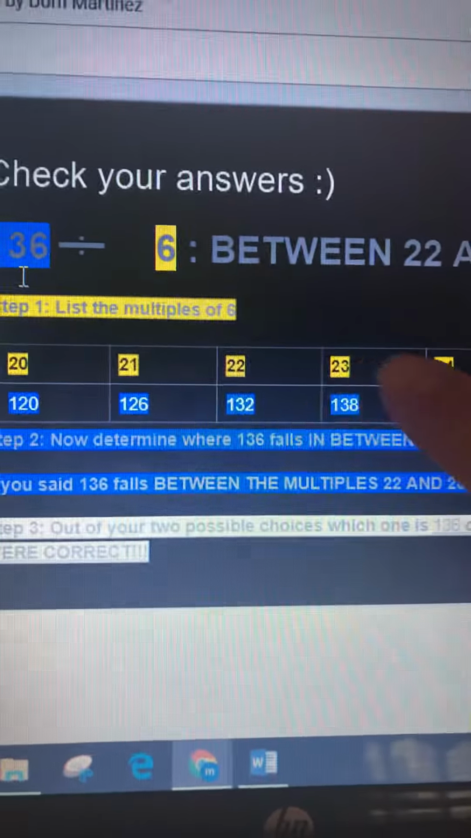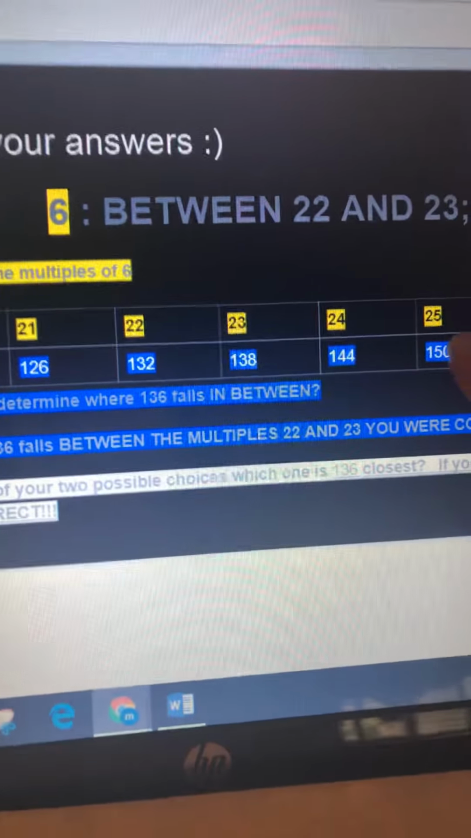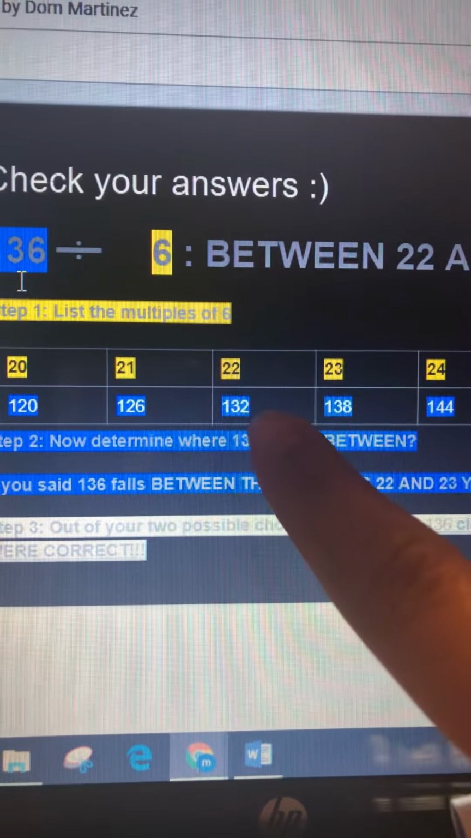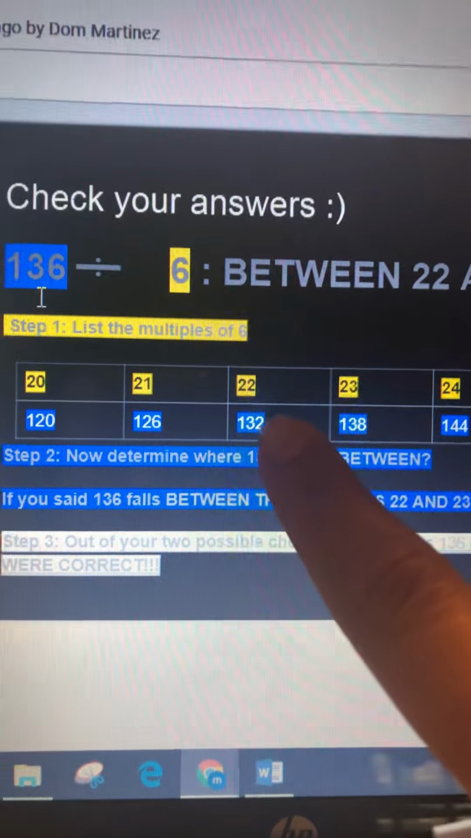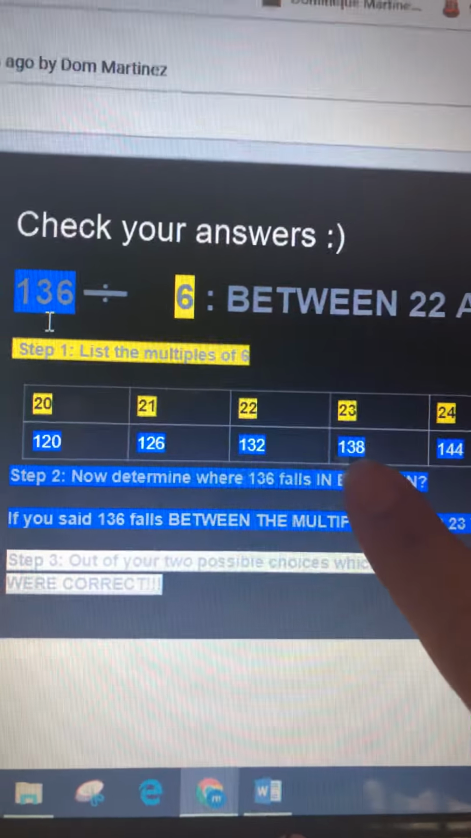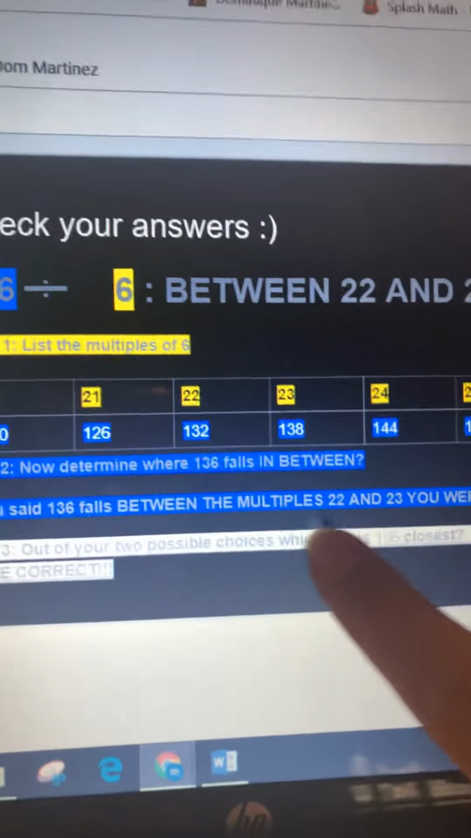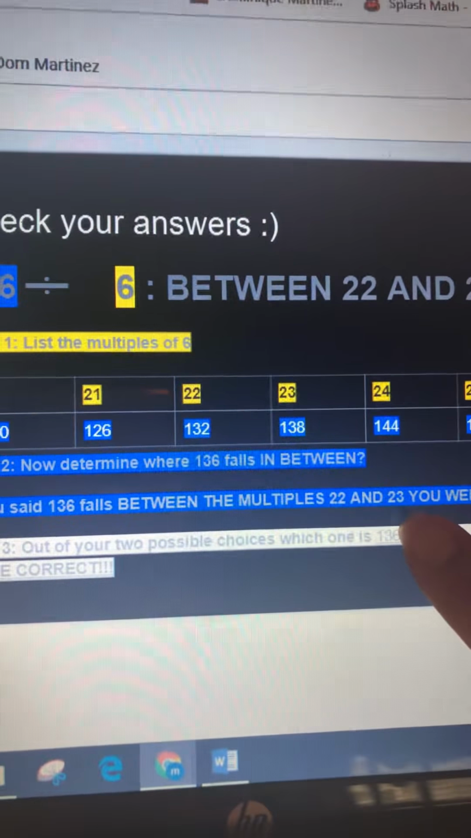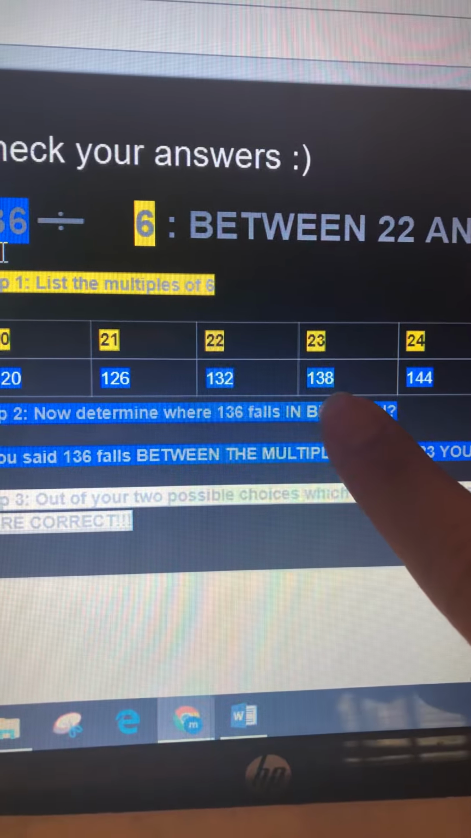Okay, so I made my chart. And on all of these, I went up to 25. And then I noticed that 136 had already been passed. So if you notice right here, 136 falls in between 22 and 23, right? 132 and 138. So it would be between the multiples of 22 and 23. And the number it is closest to is 138.